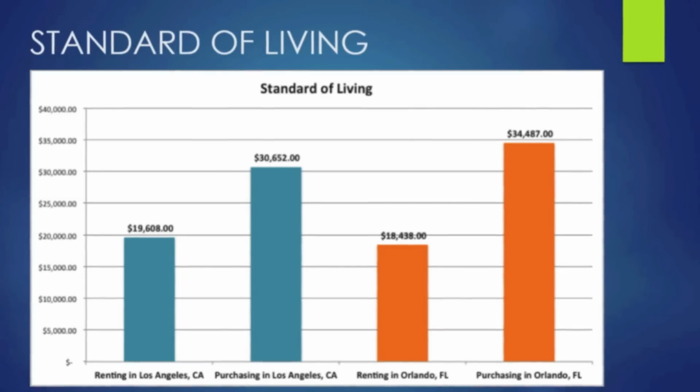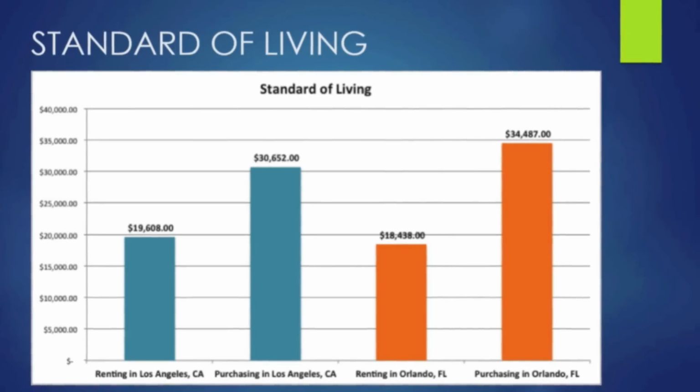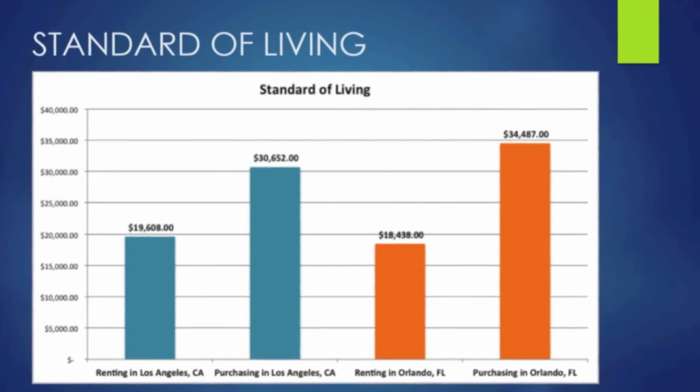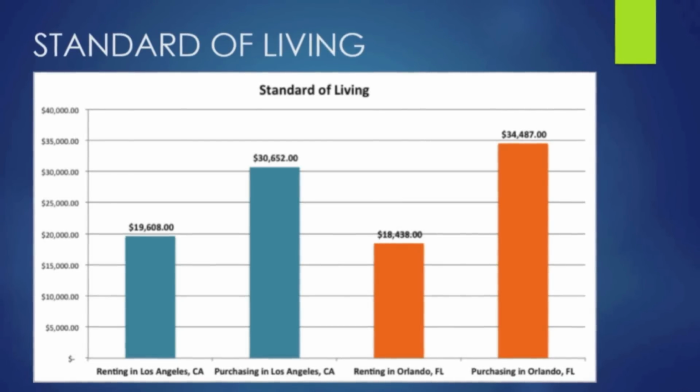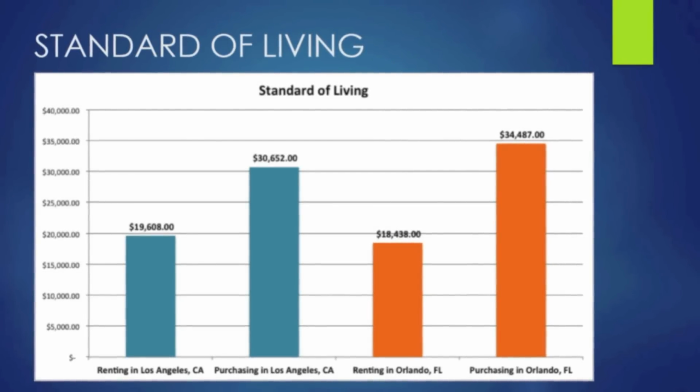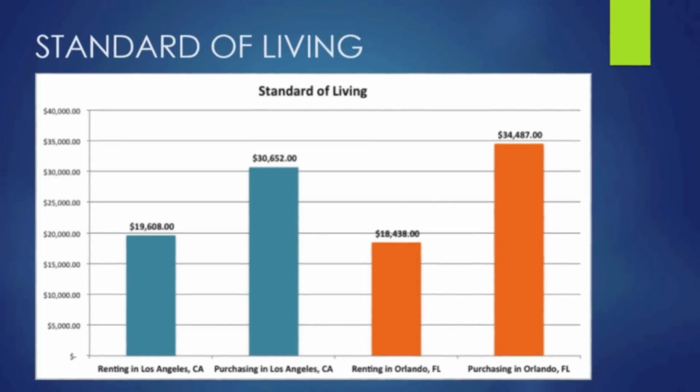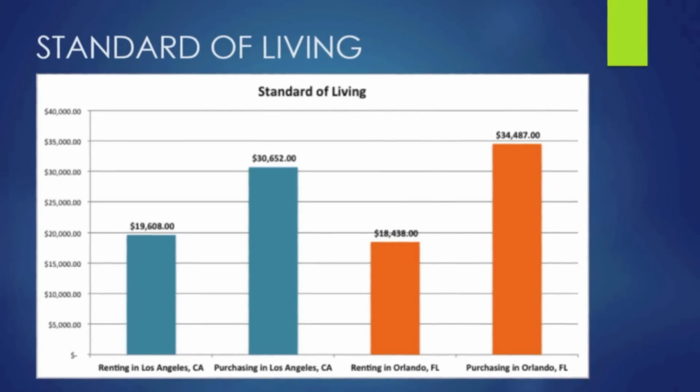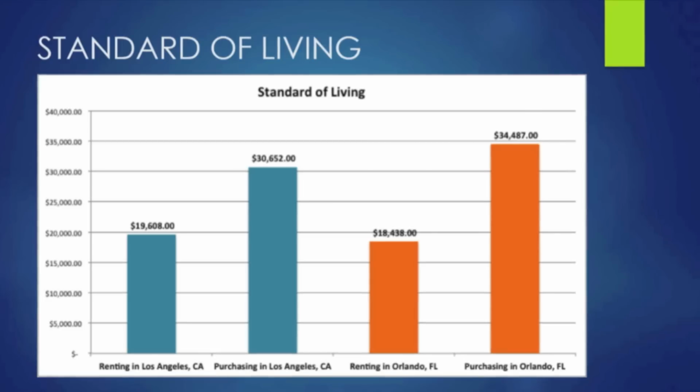Here are the final results. As you can tell, working in Orlando, Florida and purchasing a home gives you the highest standard of living, 12.5% higher than the next best option, and that's what ESPlanner can do. Allow you to apply lifecycle economics to evaluate financial decisions with the goal of maximizing, smoothing, and protecting your sustainable standard of living.